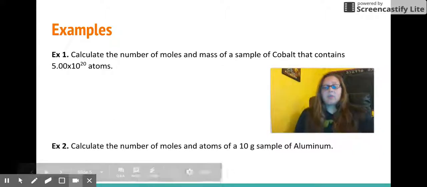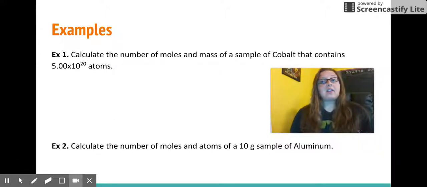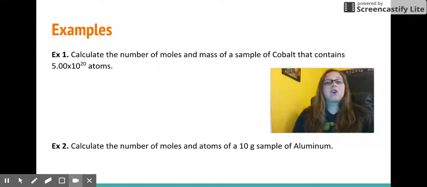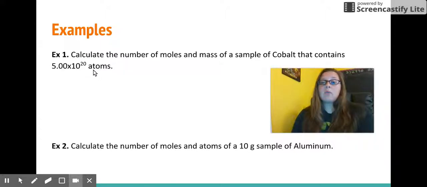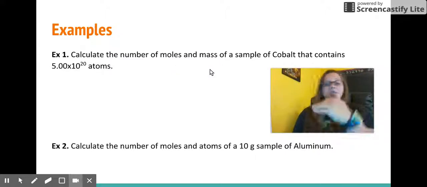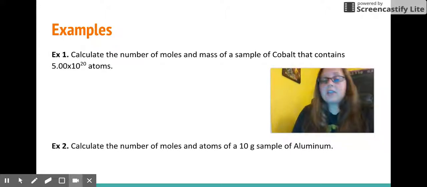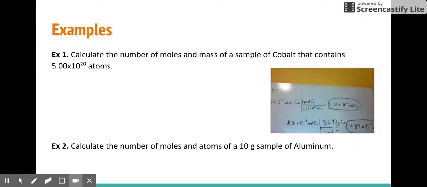Okay, so for example 1, we want to be able to calculate the number of moles and mass of a sample of cobalt that contains 5 times 10 to the 20 atoms. So if you look here, we always start with what's given. And what we want to get into is two separate things. We want to get into moles, and we also want to get into mass. So we're going to have to do two separate dimensional analyses here. I have them worked out, so I can go through this with you.